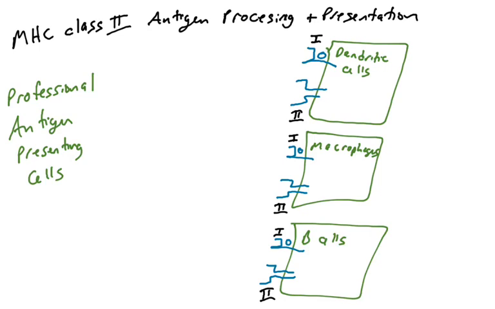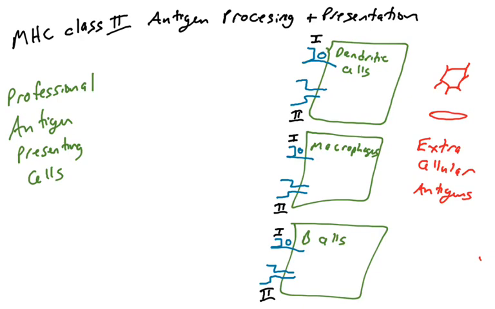And so these cells get a special designation. They are called professional antigen-presenting cells because they can present both on class 1 and on class 2. And we're going to see presenting on class 1 versus 2 has a different function. So what's special about these three types of cells?